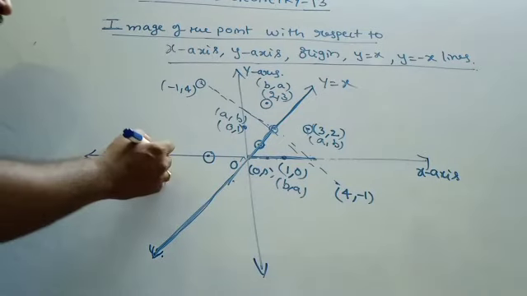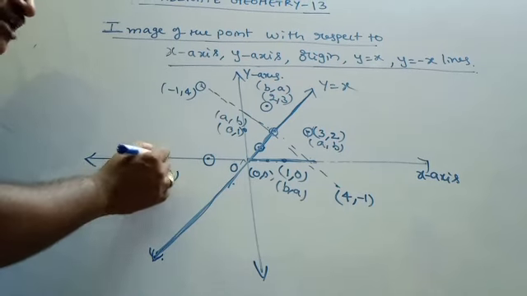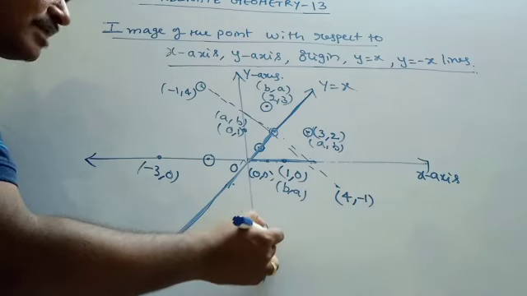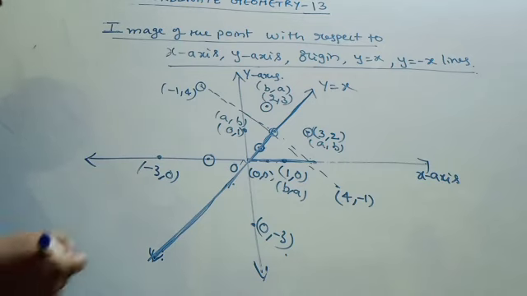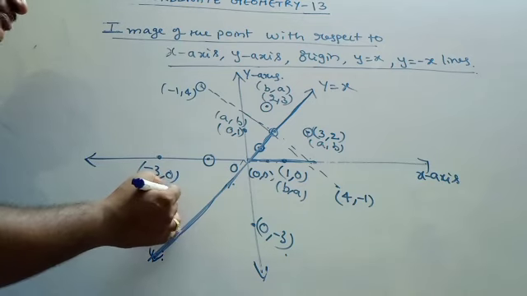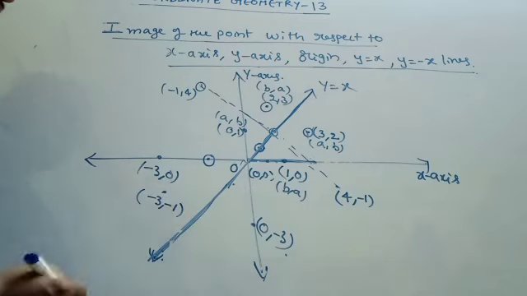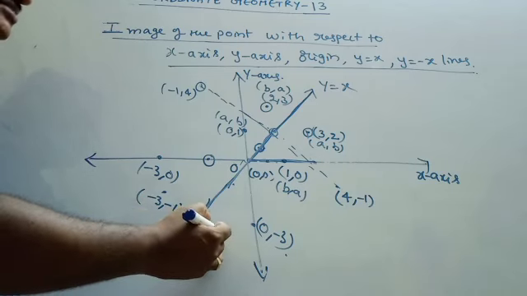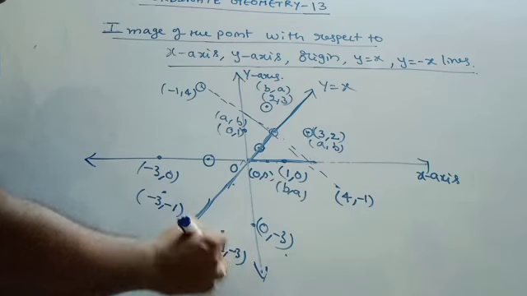Suppose I have a point here, minus 3 comma 0, and its image with respect to y equal to x is nothing but 0 comma minus 3. Like this way we will get it very nicely. Suppose you have a point minus 3 comma minus 1, and its image with respect to this line is, as you can expect, minus 1 comma minus 3.